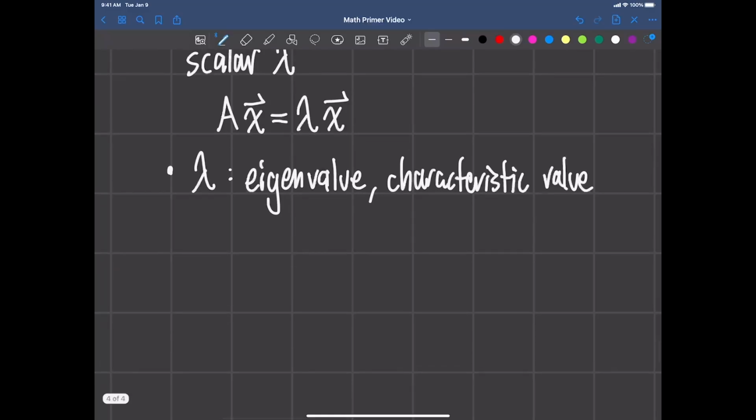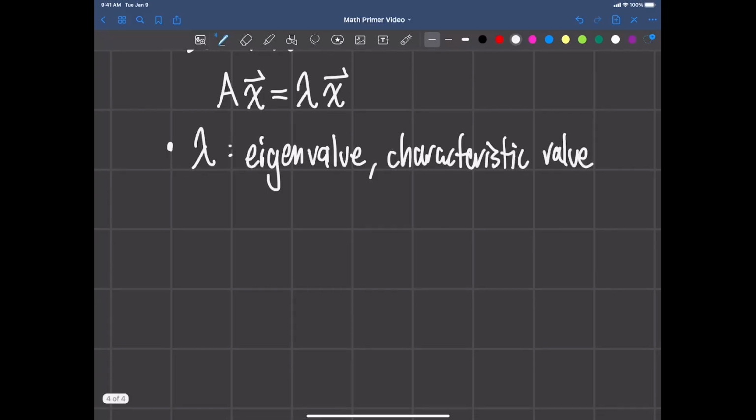Eigenvectors must be non-trivial, which means they cannot be the zero vector. A matrix can have multiple eigenvalues, but no more than its number of rows and columns, and each eigenvalue is associated with a specific eigenvector. So, when we find the eigenvalues, then we can solve for the eigenvectors for each of the eigenvalues.